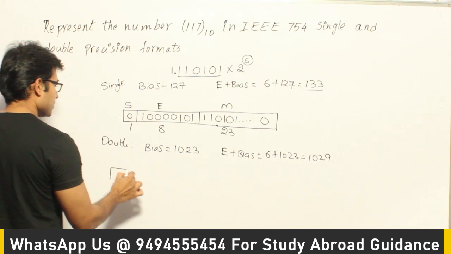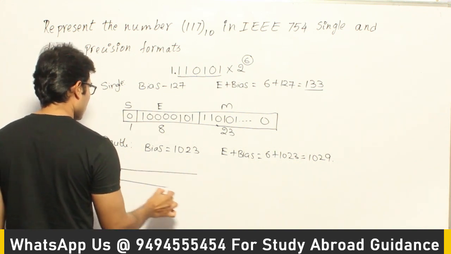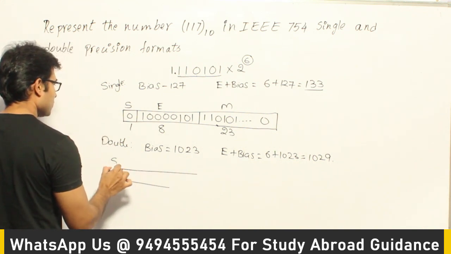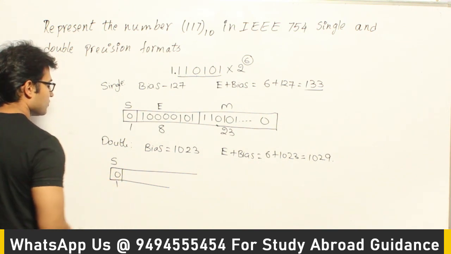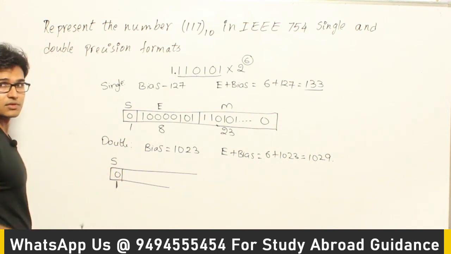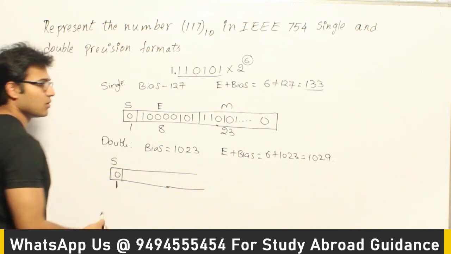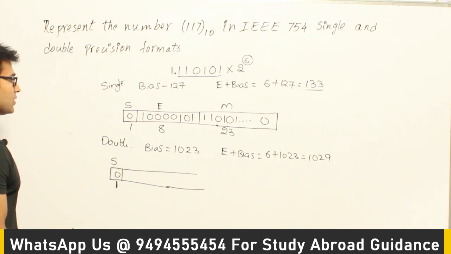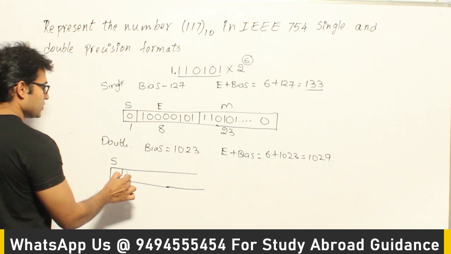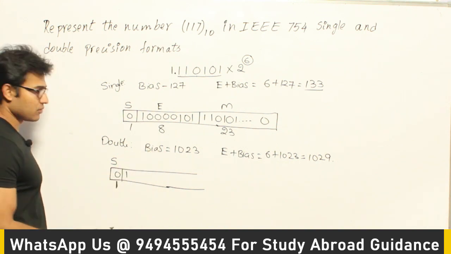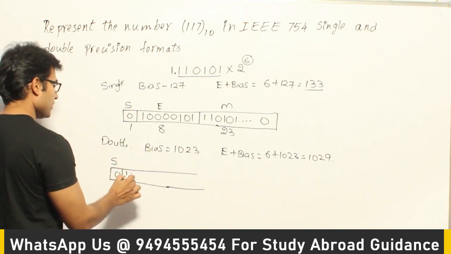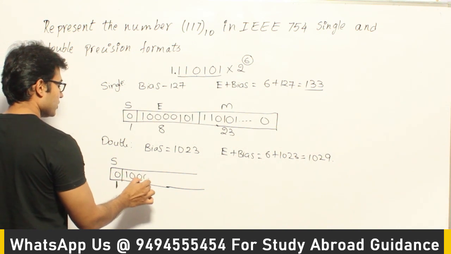Again, in double precision, one bit is going to be for the sign, so that is 1 bit, and the sign is 0. The remaining 11 bits are going to be for the exponent. So now in these 11 bits I have to represent 1029, right? So it is going to be 1024 plus 5. So the first bit is for 1024, and then 1 2 3 4 5, so total is 6.